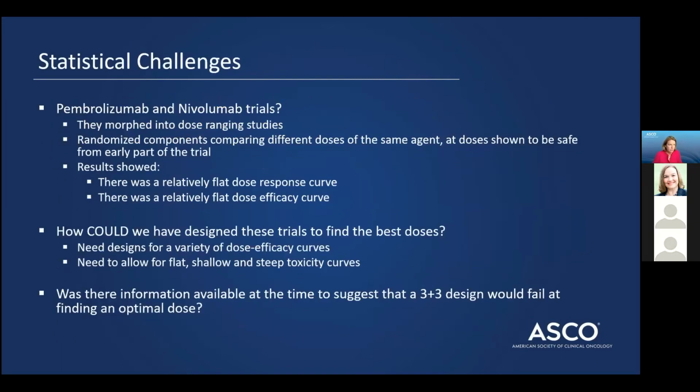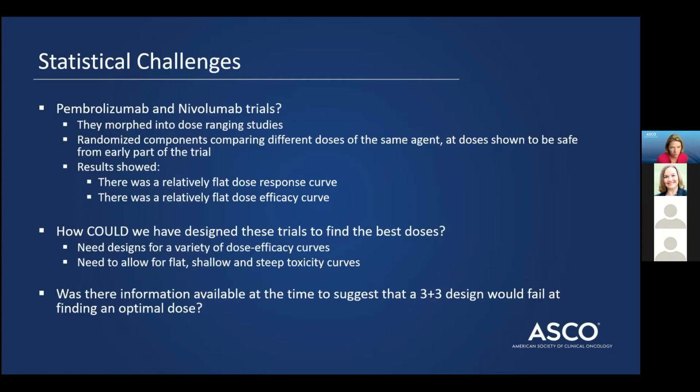All right, so some statistical challenges to bring up. The Pembro and the Nivo trials really morphed into dose ranging studies. If you look back to those examples, they were comparisons of patients with the same types of cancer, where they were practically doing head-to-head comparisons of different doses of the same drugs. And they were randomized. The results in those studies showed a relatively flat dose response curve, and a relatively flat dose efficacy curve.